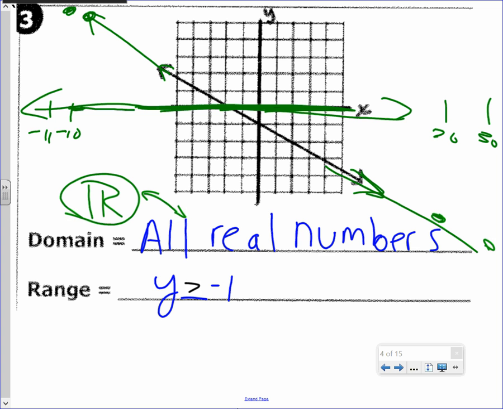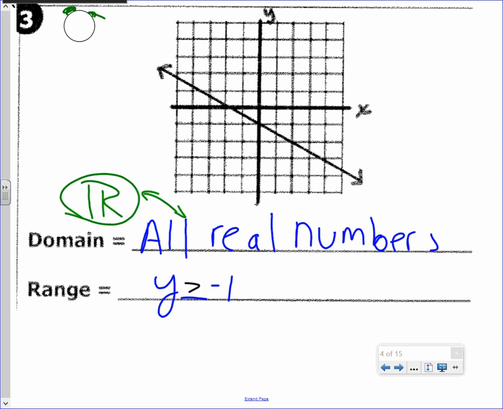All right, now range. What values can y be? Valero is arguing that, well, this is saying y can only be greater than or equal to negative 1. So let's see. Negative 1's right here, so y can only be these values up here. Because all these values of y are greater than negative 1.